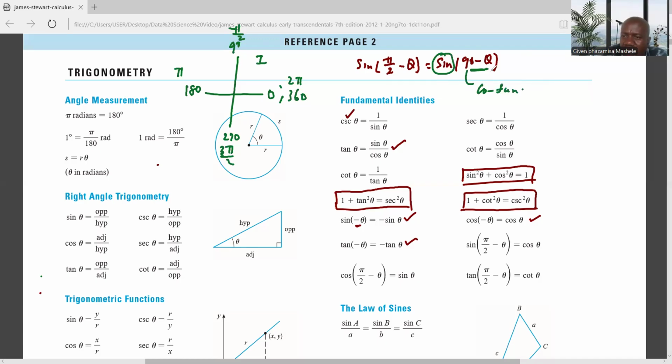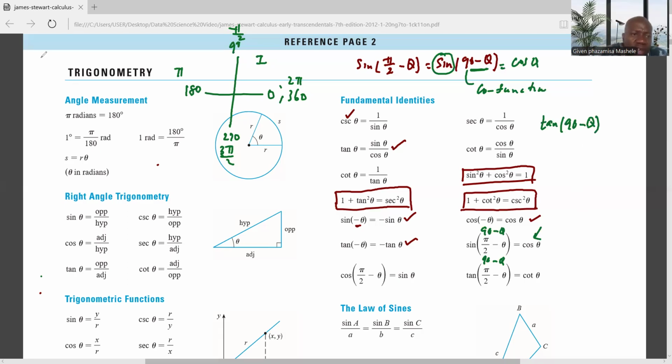So it changes and this becomes cos theta. That's why here they say sine of pi over 2 minus theta is cos theta, because this is the same as 90 minus theta. Now, I want you to see that we used 90 minus an angle on the tan. Why? Because now you know the reciprocal of what? Of tan. So the co-function of tan is cot.